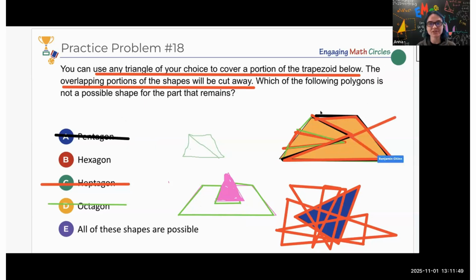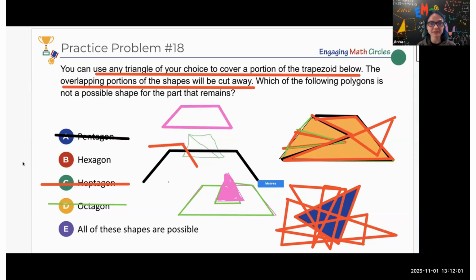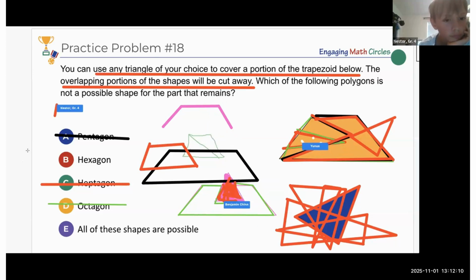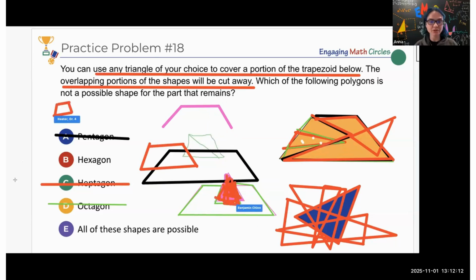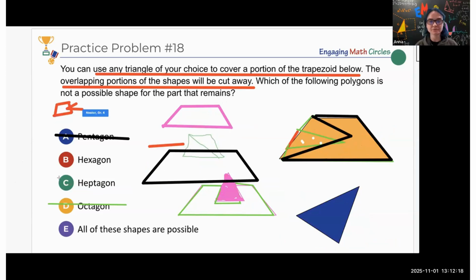Somebody did a pentagon just now. I think it has to be on the trapezoid, because it has to be a portion of the trapezoid, not a portion of the triangle. A portion of the trapezoid, correct. So it would be on the trapezoid, but not the whole triangle has to be on the trapezoid. So these choices are correct. But how do we get the hexagon? Like this. I made one right here.